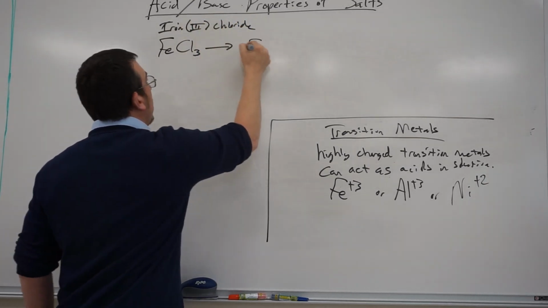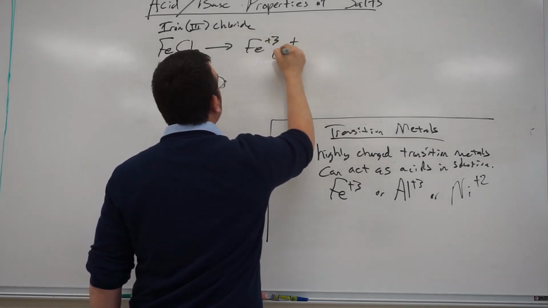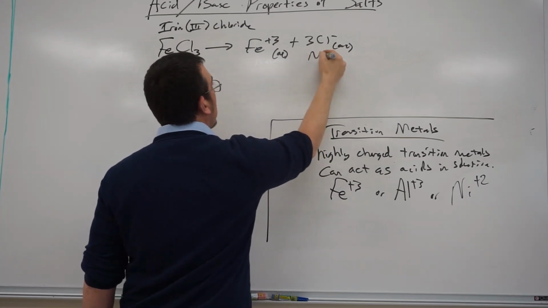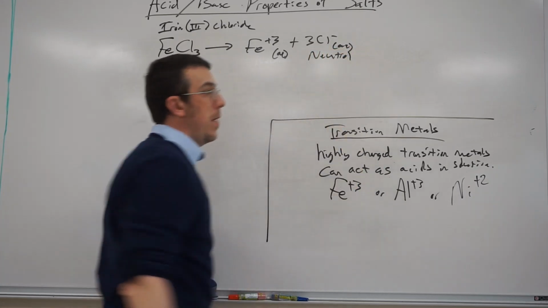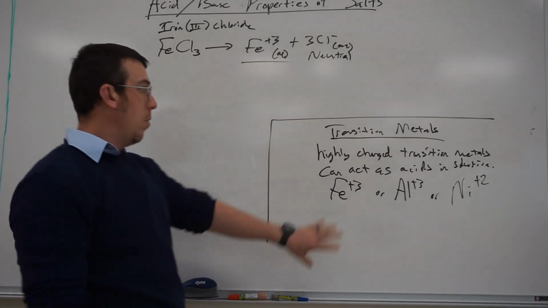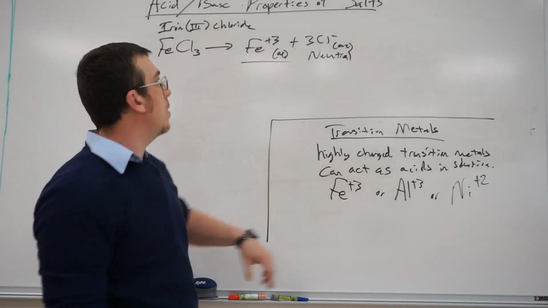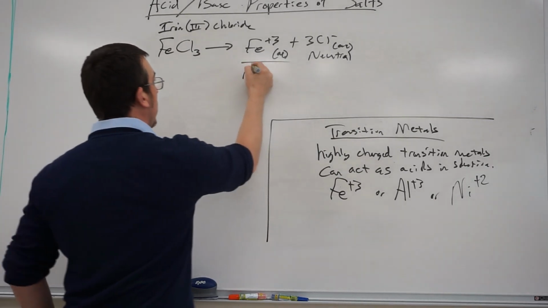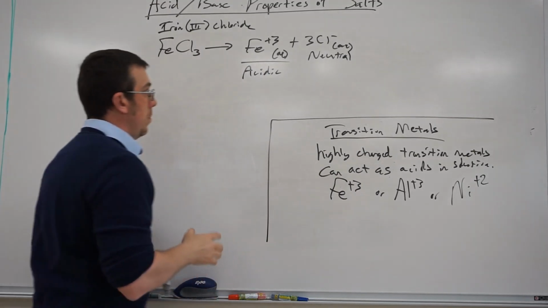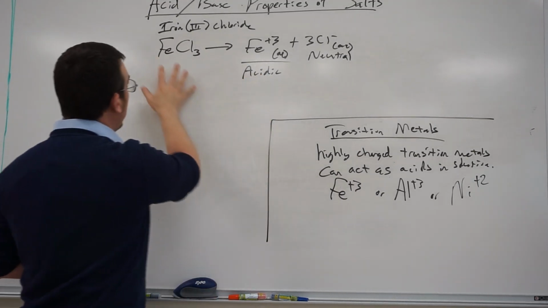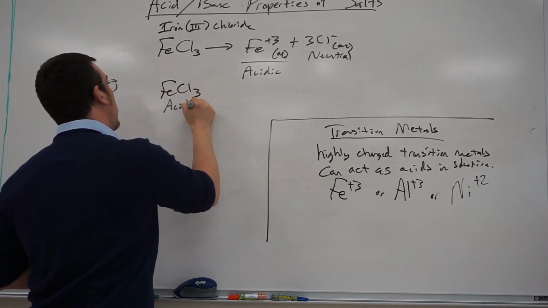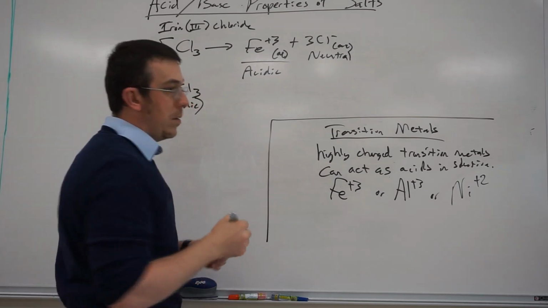We break this down and it'll form iron plus 3 and chlorides. Now we've already talked about chloride being neutral, so that's not going to have any factor in affecting the pH of the solution. We're focused on the iron plus 3. Well, based off the rule that we just talked about here in this box, iron plus 3 is going to be acidic. All right, and so that being the case, that makes FeCl3 acidic by nature. So it's an acidic salt.